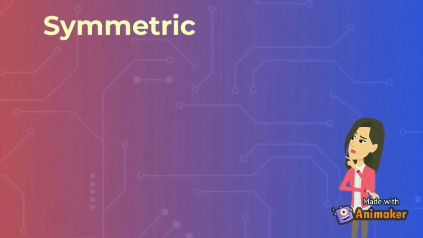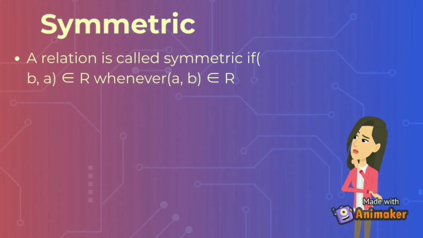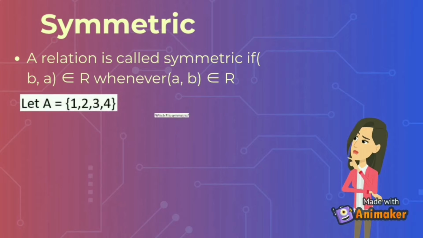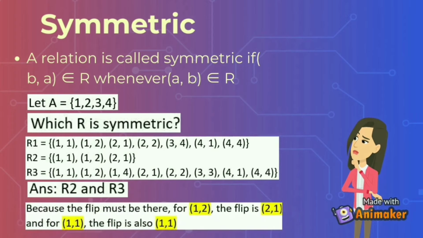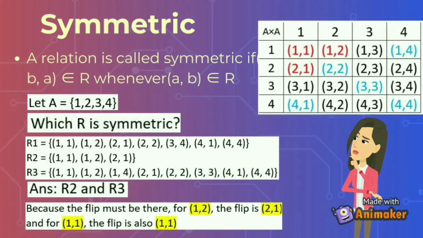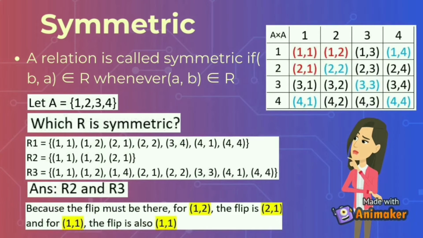Going on to symmetric, a relation is called symmetric if the pair (A,B) has the flipped version of it, which is (B,A). Let's look here. Why is R2 symmetric? Because the pair (1,1), if we flip it, still becomes (1,1), and we can say that if A is equal to B, it is always symmetric. Next, we have (1,2), and the flip of this is (2,1), which is also inside of R2. So both of the pairs are inside of the same relation, so we can say that R2 is symmetric.